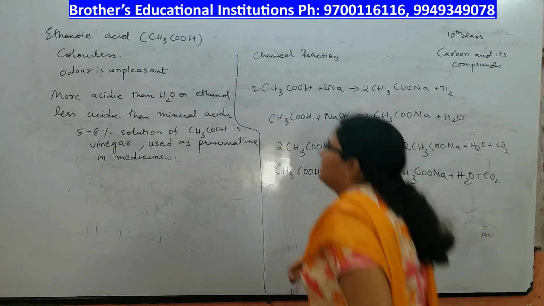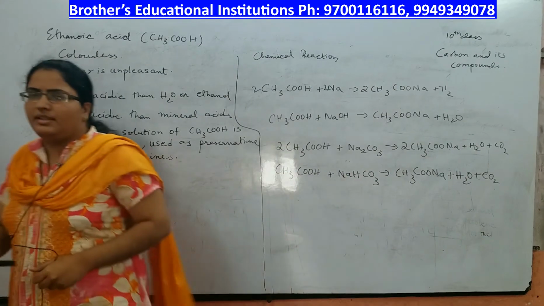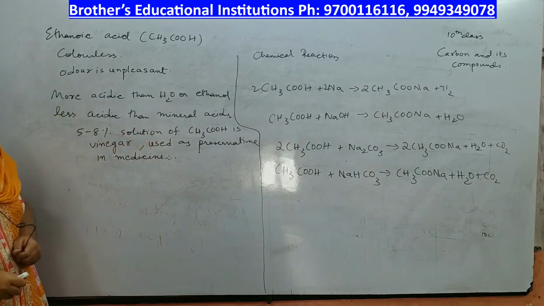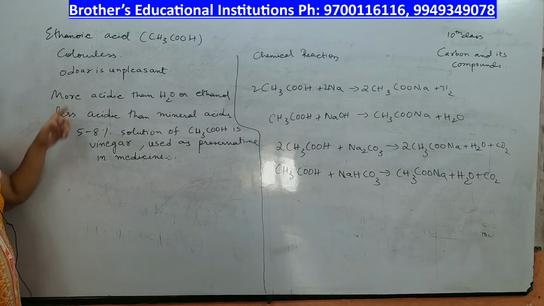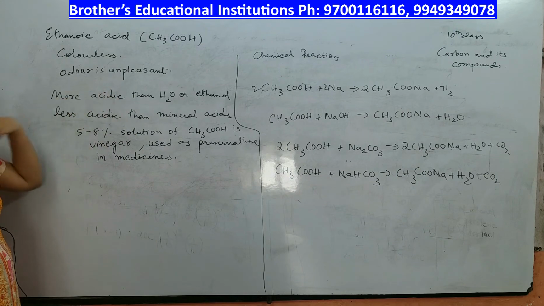The next carbon compound that we are discussing is ethanoic acid. The formula of ethanoic acid is CH3COOH. It is also called acetic acid. It is colorless, and the odor is unpleasant, that is, it is unpleasant to smell.